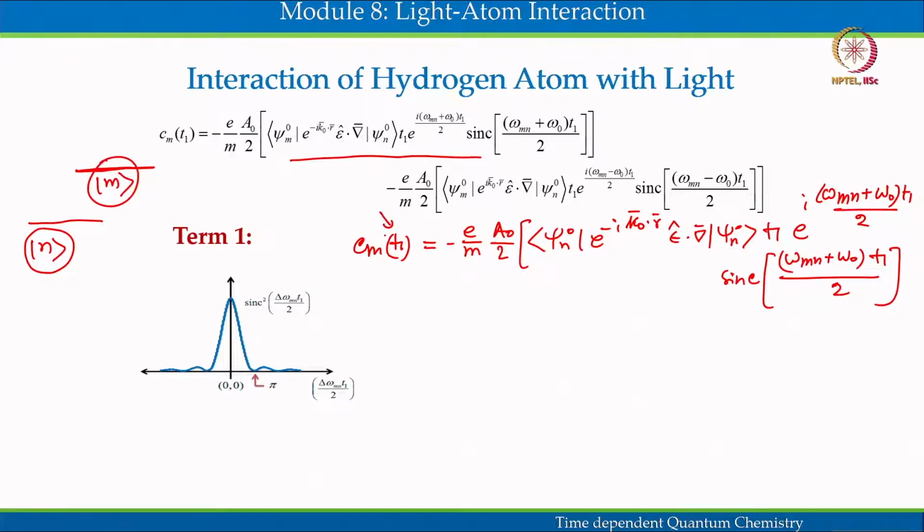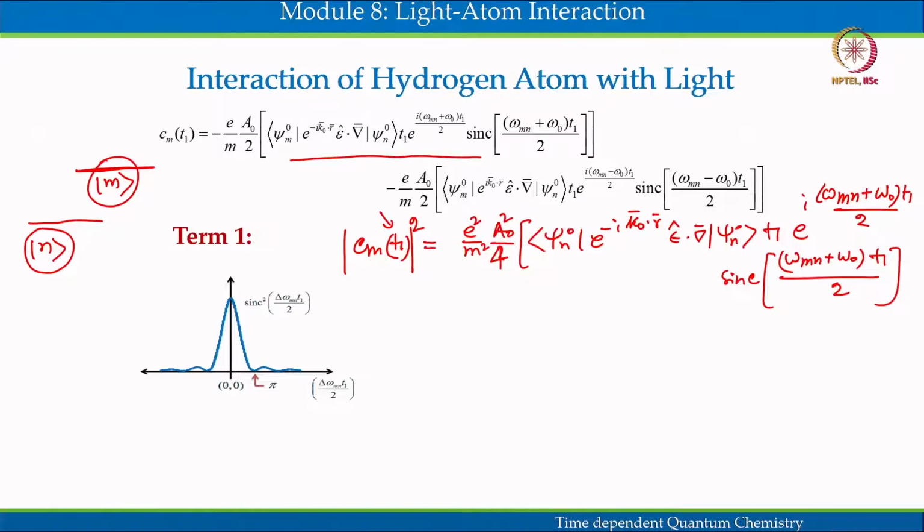So, once I have turned off the interaction process, I am just trying to find out, immediately after the interaction has been turned off, what the final population is, and the population in the final state corresponds to the probability of transition. That population will be given by the absolute square of this term. If we take the absolute square of this term, what we get immediately is e square, m square, A naught square divided by 4.